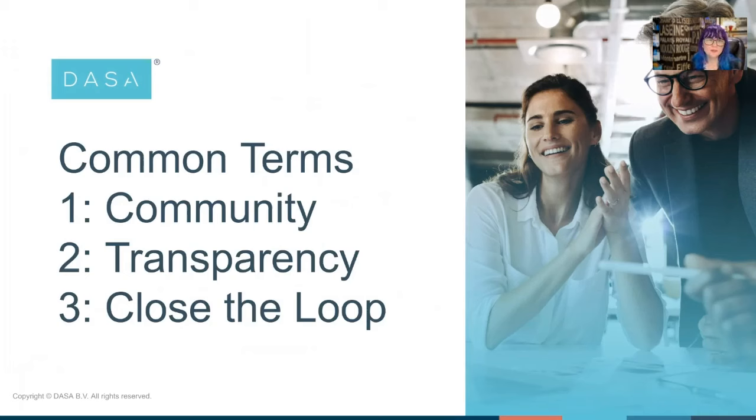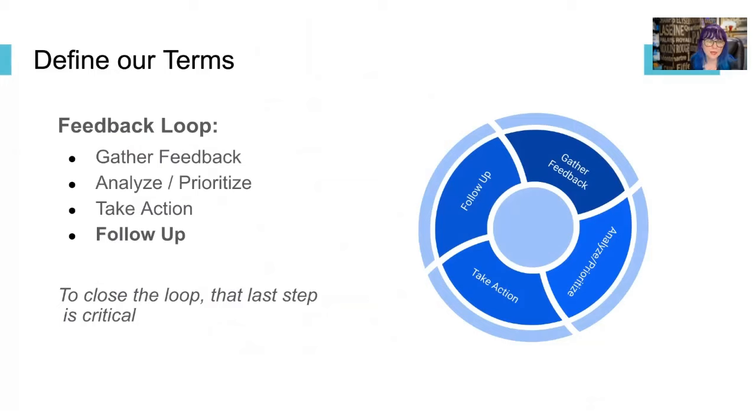So, first, we're going to define feedback loop, and there are lots of definitions, but for this purpose, we're going to talk about it in context of an innovation program or basically a developer's program where you're working on software and you're doing the whole feedback process. You start with gathering feedback, then you analyze and prioritize the different pieces of feedback that you get, you take action, and then that very last step, follow up. That is closing the loop.